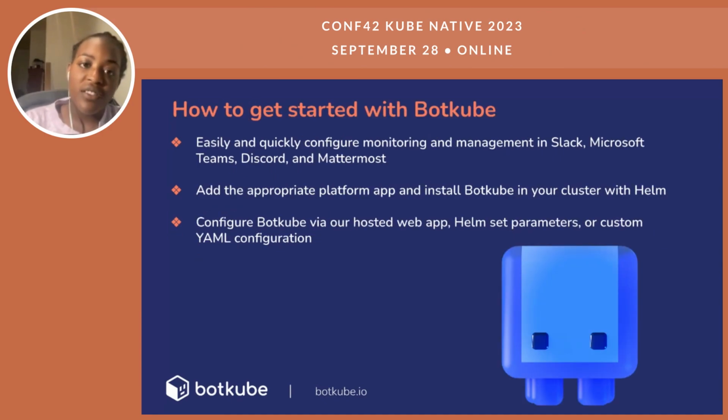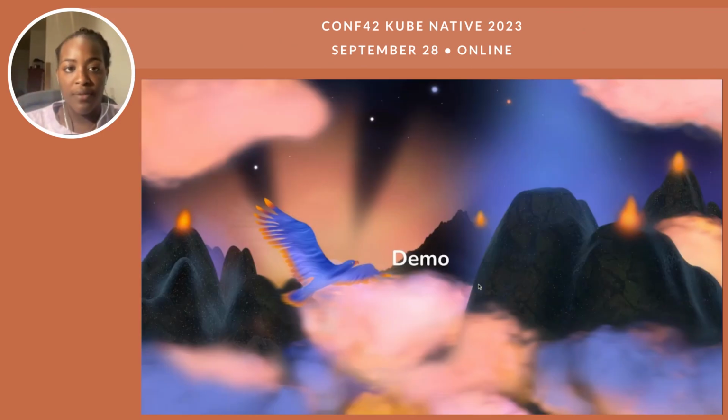So just quickly, how to get started with Botkube. It's very easy. You can either install Botkube via the web-hosted app, or you can go to our GitHub and install the manual way in your cluster with Helm. And it's very easy to configure it to whatever you're working with via our web-hosted app. I will show you how to get configured with Botkube in Teams and AKS in a moment.